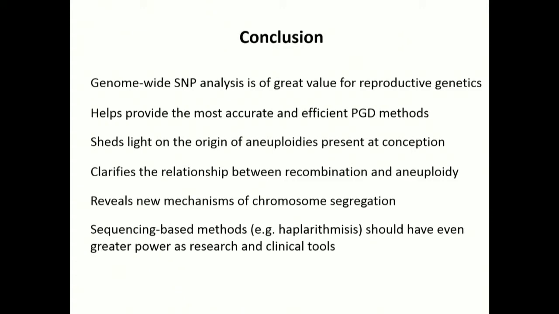It's doing a lot to clarify the relationship between recombination and aneuploidy. Of course, the relationship's been known for quite some time. If you don't have recombination, that's a risk factor. If you have recombination too close to the centromere or too close to the telomere, you may have a risk factor. But it's giving us some more detail on that.